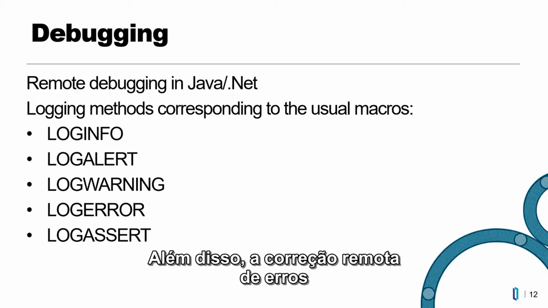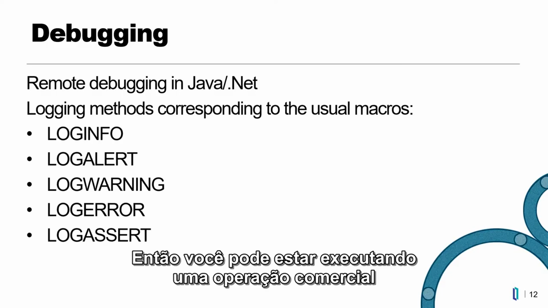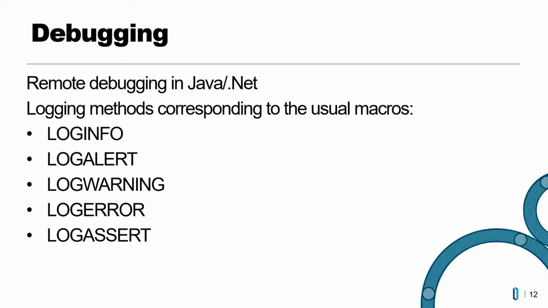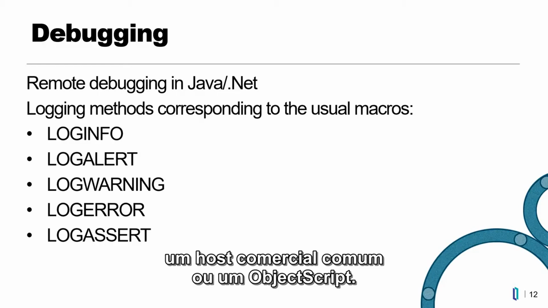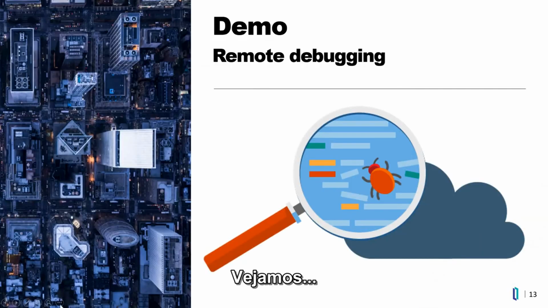Additionally, remote debugging is available with Java and .NET. So you have a running business operation, and same as you can debug a usual business host written in ObjectScript while it's running, the same can be done for Java and .NET business hosts. Let's see it.